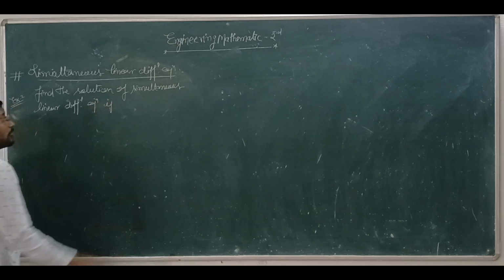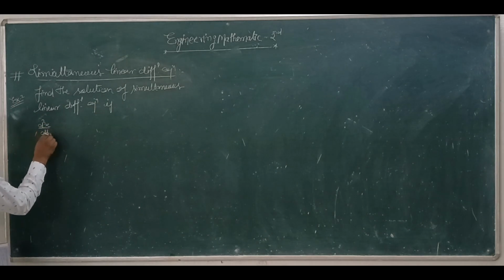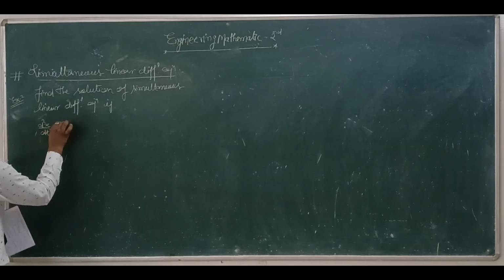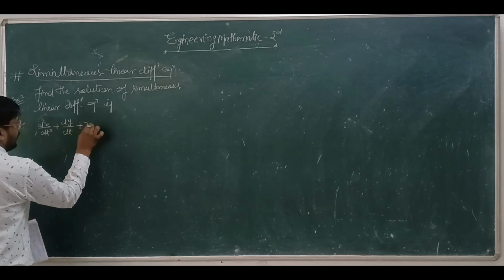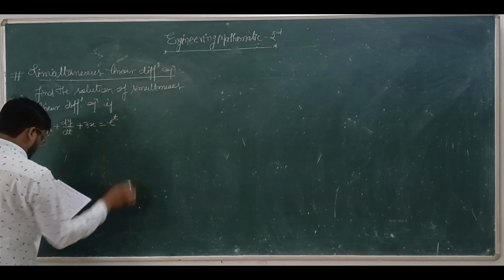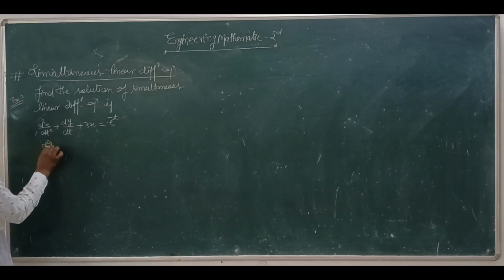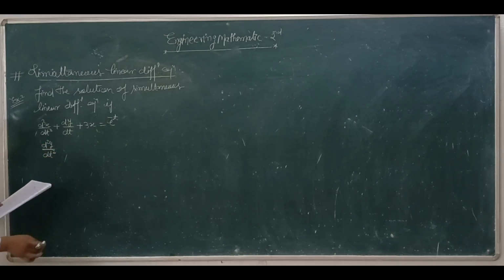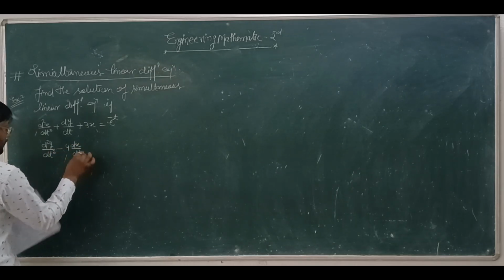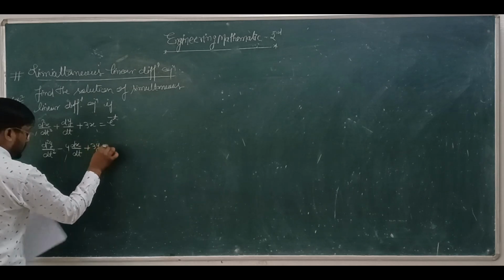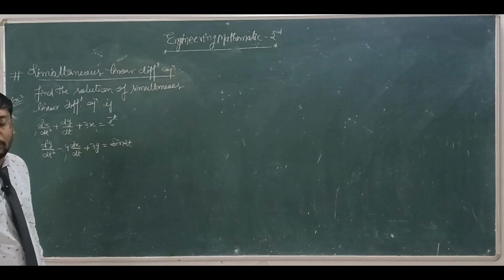You can note down the numerical problem. d2x upon dt2 plus dy of dt plus 3x is equal to e to the power minus t, and second equation d2y upon dt2 minus 4 dx of dt plus 3y is equal to sine 2t. You can note down this problem.